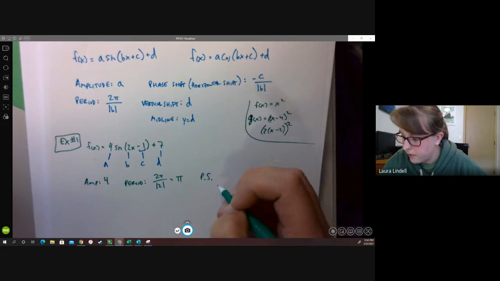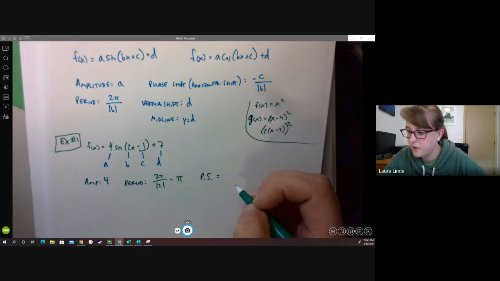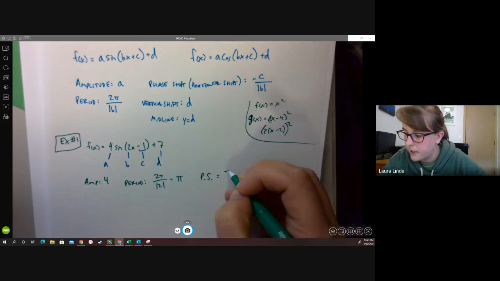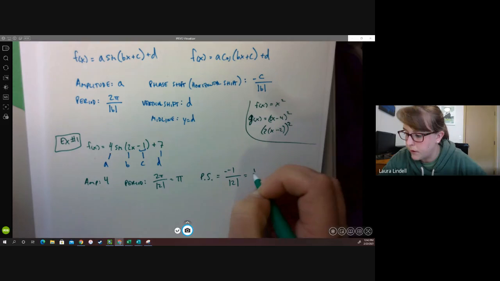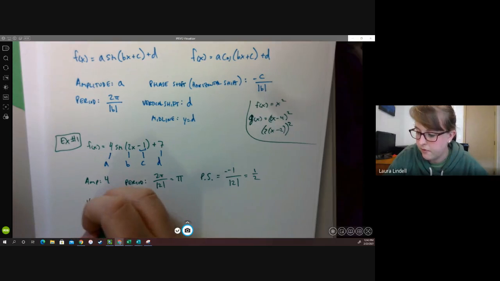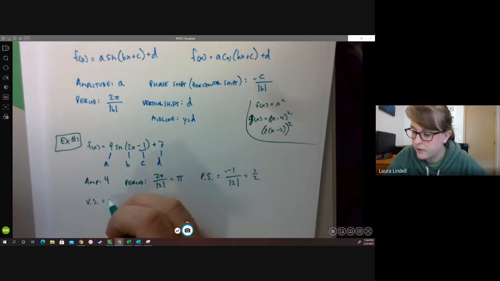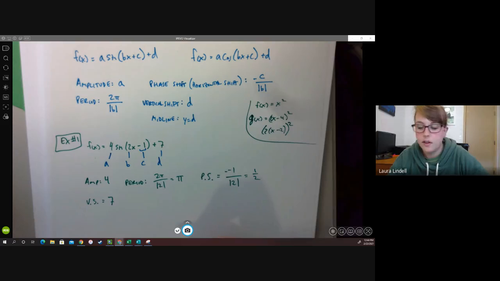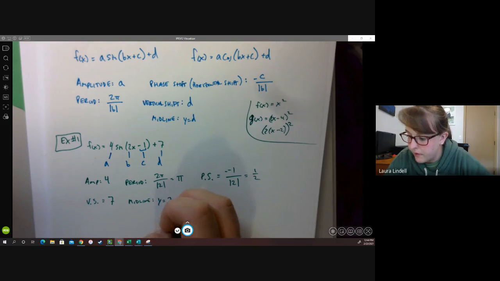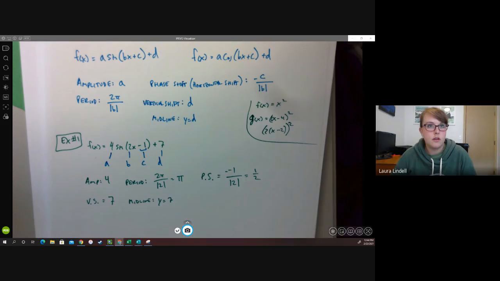Phase shift, or let's call it PS to abbreviate. Negative c, so if c is -1, negative c would be -1 or +1 over absolute value of b. So that would just be 1/2. The vertical shift, d was 7, so vertical shift is 7. And if we wanted to, we could also identify the midline. Y equals 7. So we can find all of those things just from looking at the function itself.